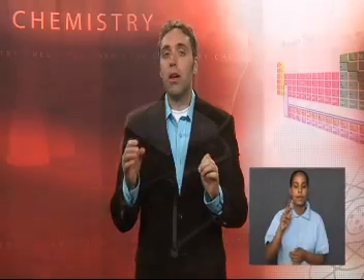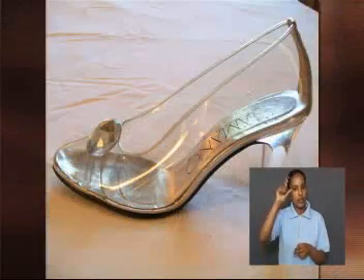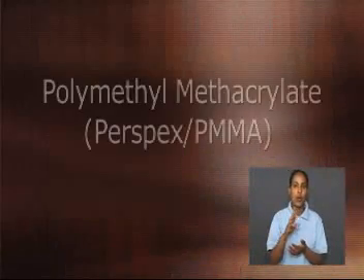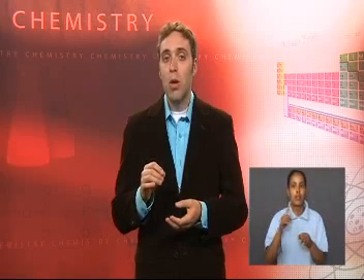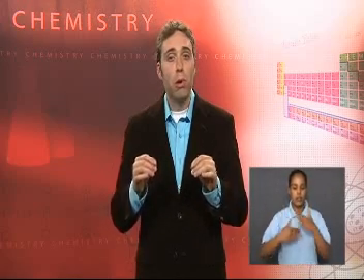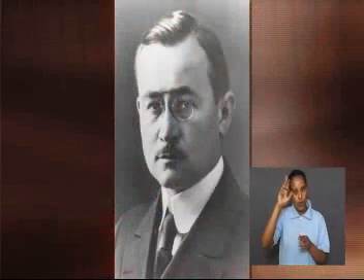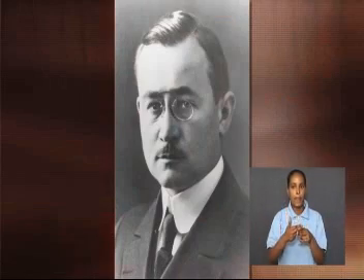Perspex is also sold under the names Lucite, acrylic glass, or Plexiglass. Its chemical name is polymethyl methacrylate, or PMMA. It is a transparent thermoplastic, which is often used as a light and shatter-resistant alternative to glass. The polymerization process for Perspex was first discovered in 1877. In 1933, the German scientist Otto Röhm first patented and sold it under the name Plexiglass.